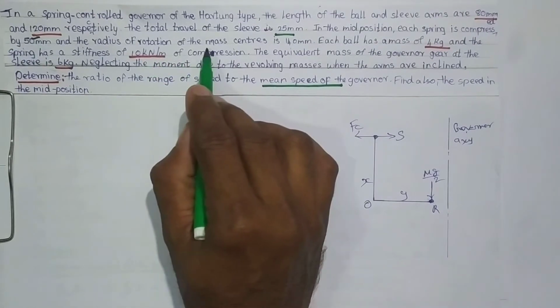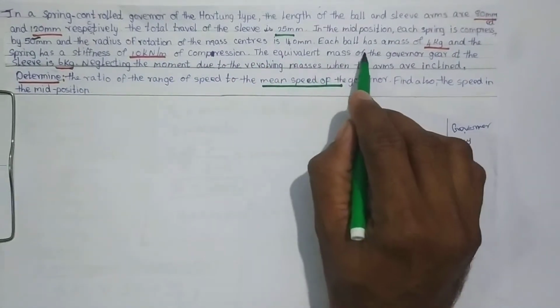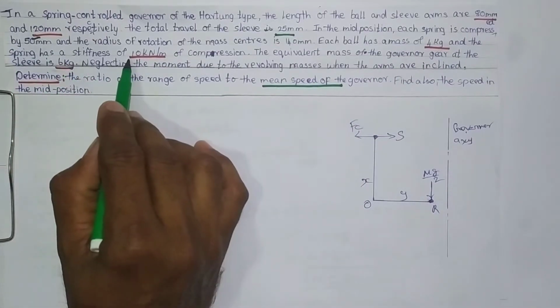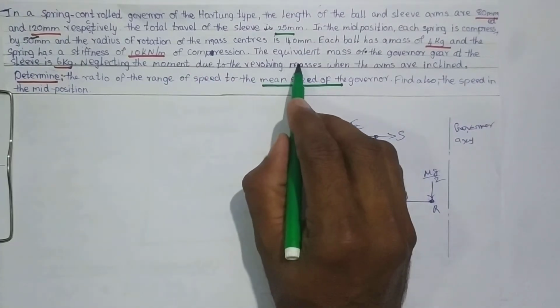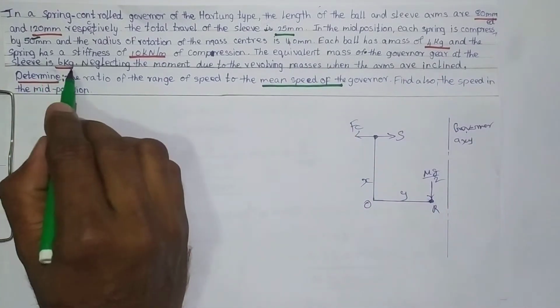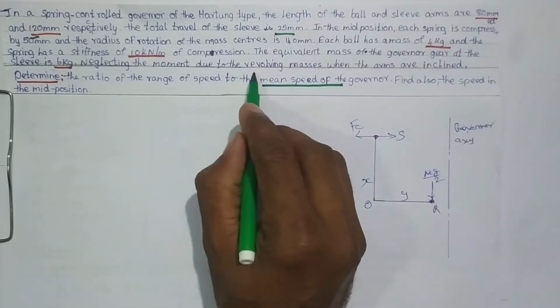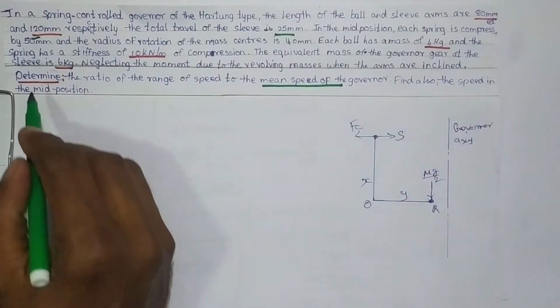The radius of rotation of the mass center is 140 mm. Each ball has a mass of 4 kg and the spring has a stiffness of 10 kilonewton per meter of compression. The equivalent mass of the governor gear at the sleeve is 66 kg. Neglecting the moment due to the revolving mass when the arms are inclined.